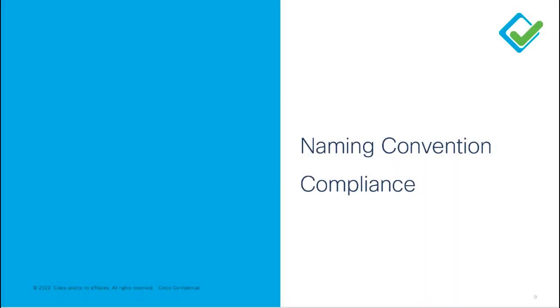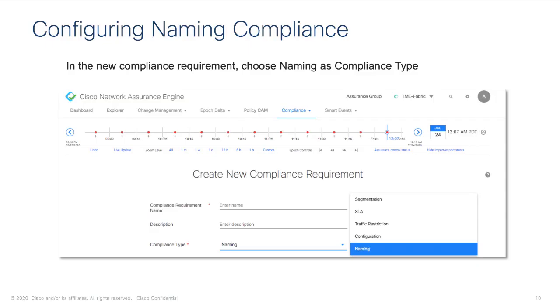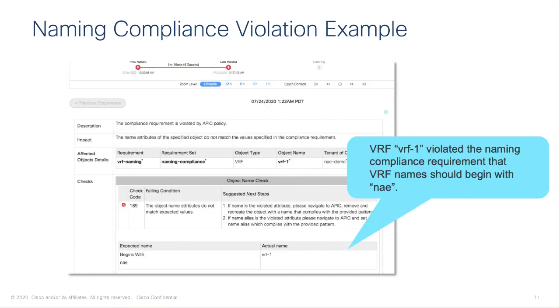NAE 5.0.1 introduces naming convention compliance as a new type of compliance analysis, because oftentimes organizations have their own network naming conventions. Now, their network team can use NAE to continually verify if their network objects are named in compliance to their naming convention. NAE will detect and report any naming violations.